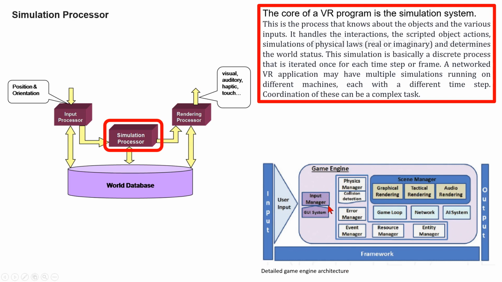Here you can see input manager and GUI system, and here you can see physics manager, and here you can see collision detection, and error manager, event manager, resource manager, and entity manager. Graphical rendering, tactile rendering, and audio rendering are inside the scene manager. Here you can see game loop, network, and AI system. Here you can see output.